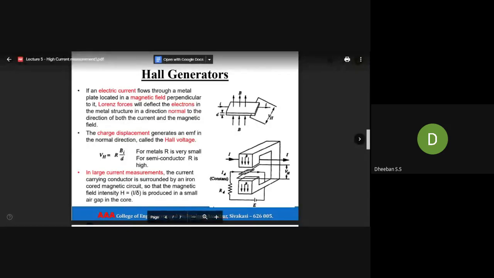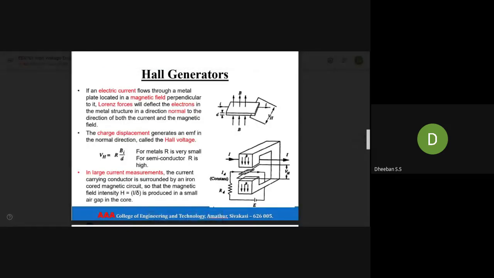This metal plate will also be subjected to a magnetic field. The magnetic field is applied in a direction perpendicular to the flow of current. So the flow of current and the magnetic field will be 90 degrees apart from each other.